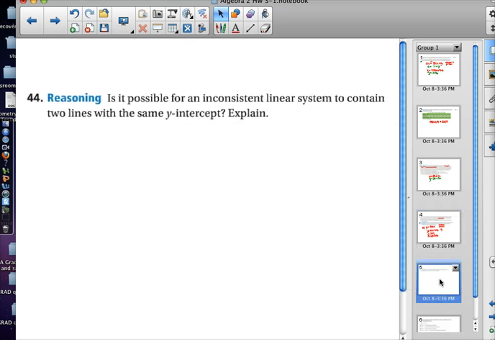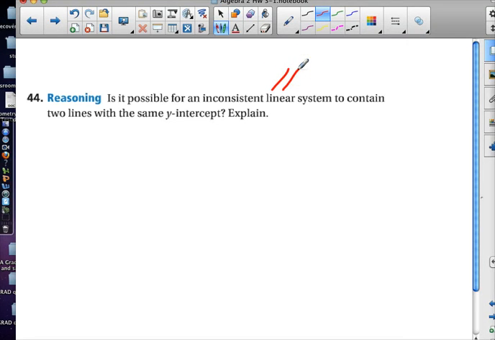That would be problems like number 44. It says, is it possible for an inconsistent linear system? Remember, inconsistent means the lines are parallel, and we don't like that because then we have to put no solution. And in math, we always want to have an answer for things. We want an exact answer. So with an inconsistent system, we're talking about parallel lines. We don't get an answer. Is it possible for that to contain two lines with the same y-intercept?